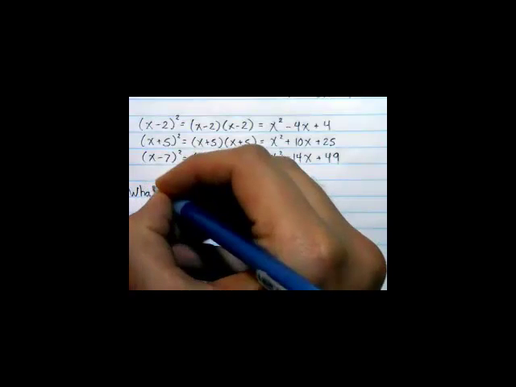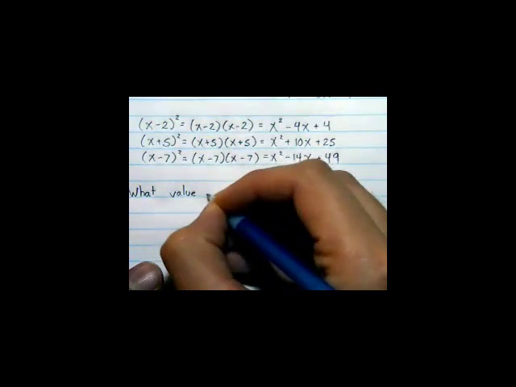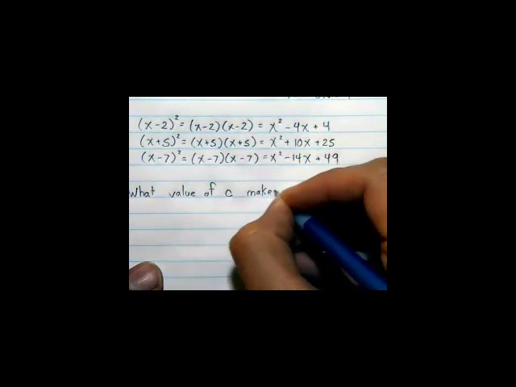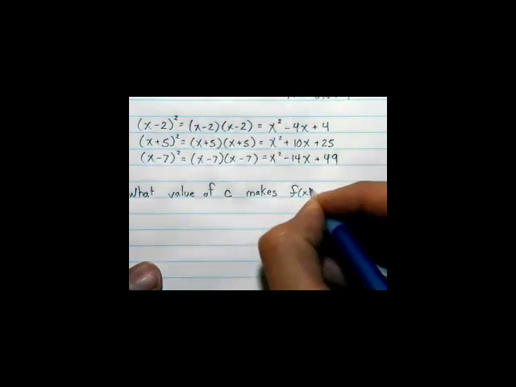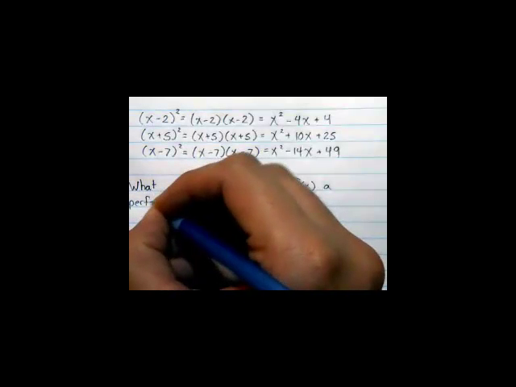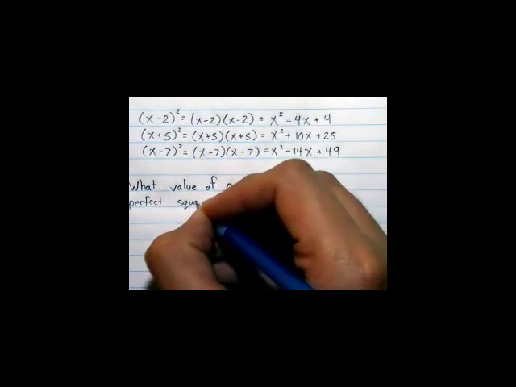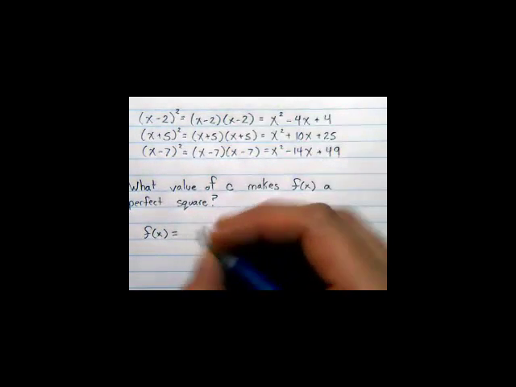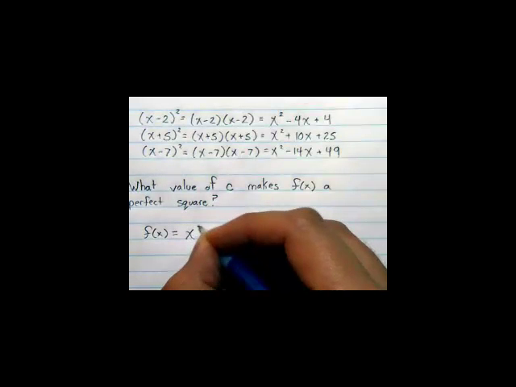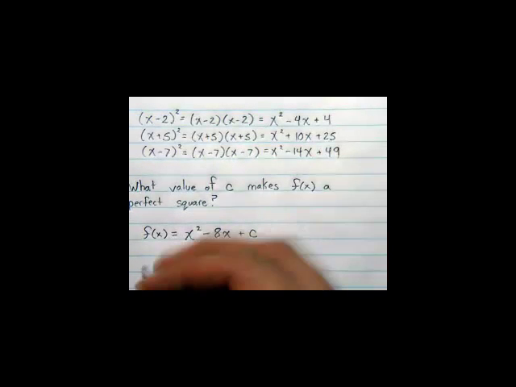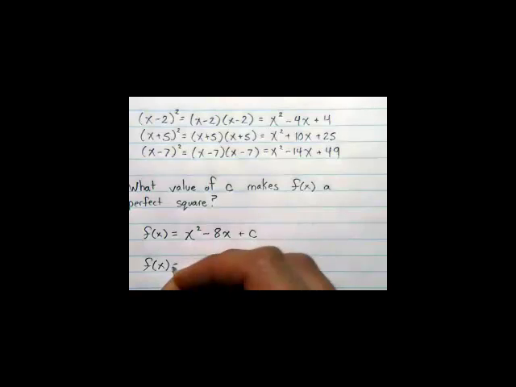So let's see. You'd have something like this. What value of c makes f of x a perfect square? We'll take a look at two of these.